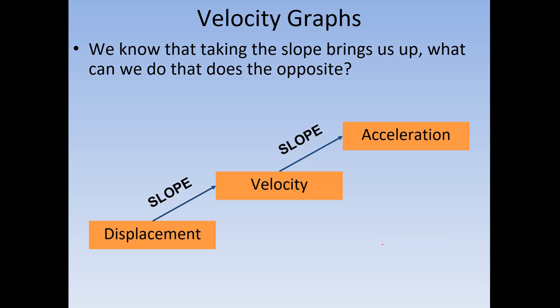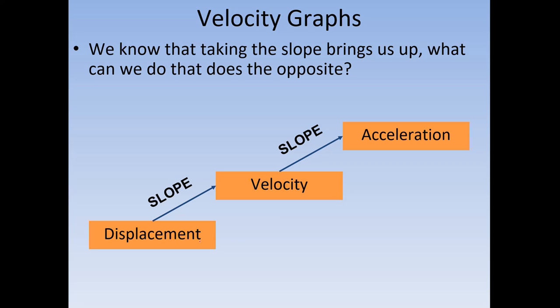All right. So we talked about how we could take the slope to go up in difficulty, going from displacement to velocity to acceleration. I pretty much think of this as climbing a ladder. Displacement is our basic type of measurement. The next step up is velocity, and then the next step up is acceleration. And we go up the ladder by taking slopes. Now the next question is, is there a way to go backwards? If I give you an acceleration graph, is it possible to get velocity? And if I give you a velocity graph, is it possible to get displacement?